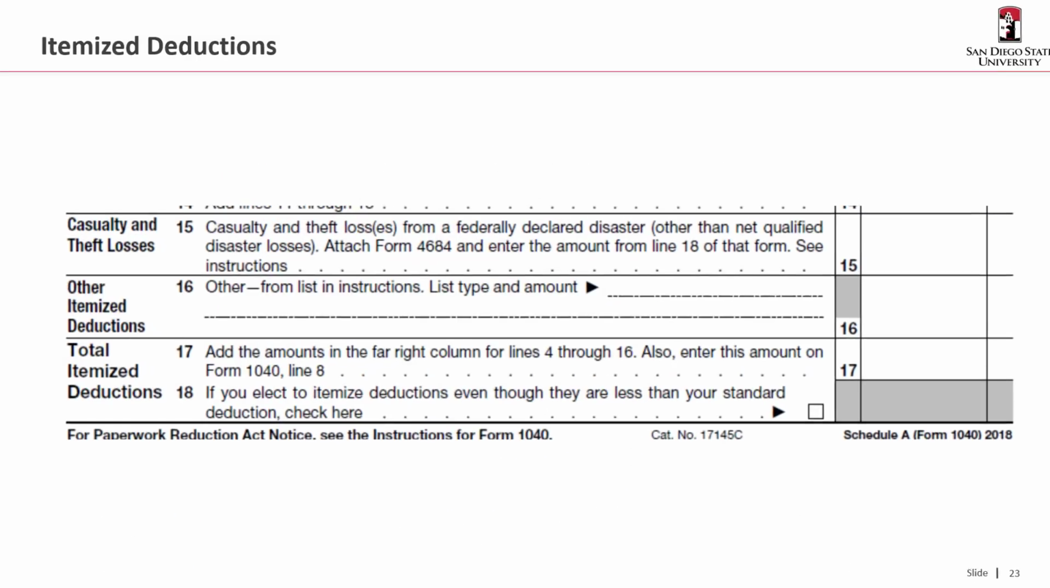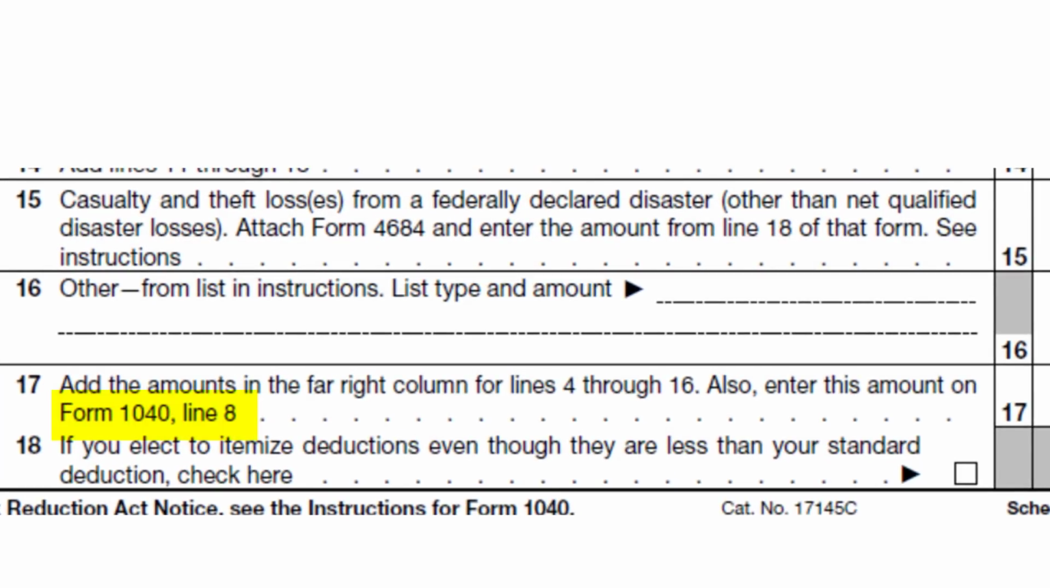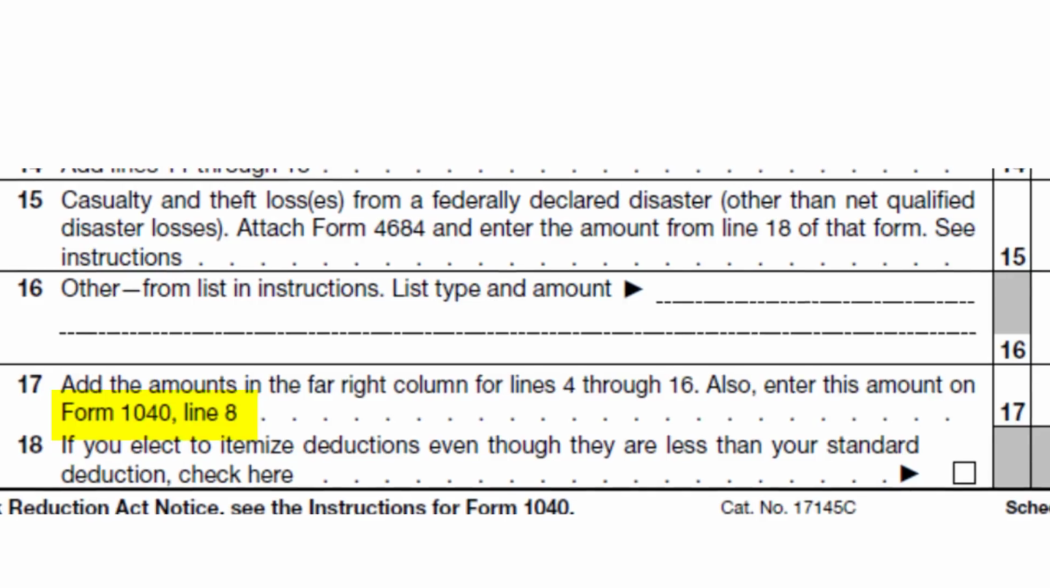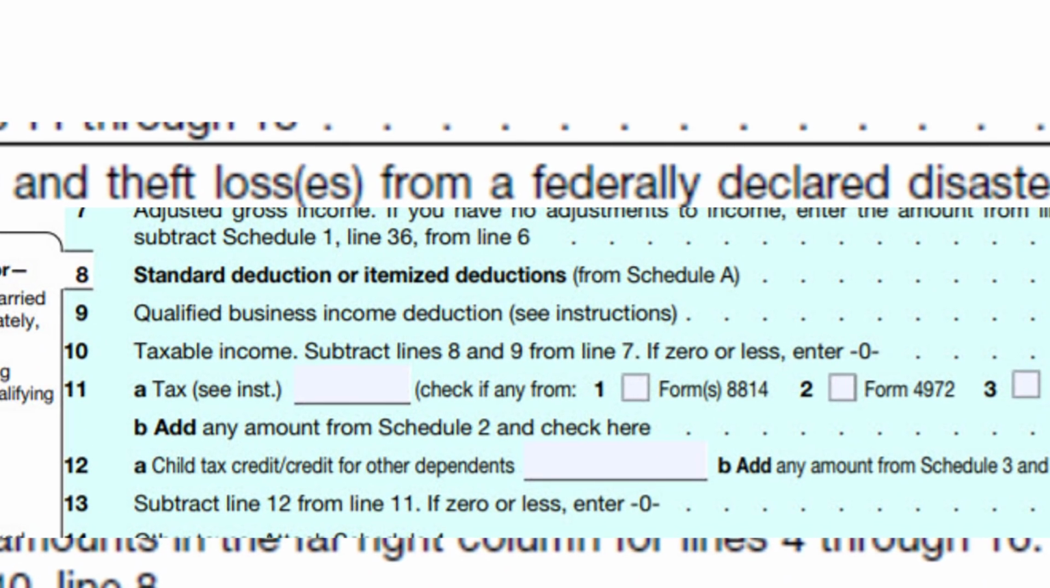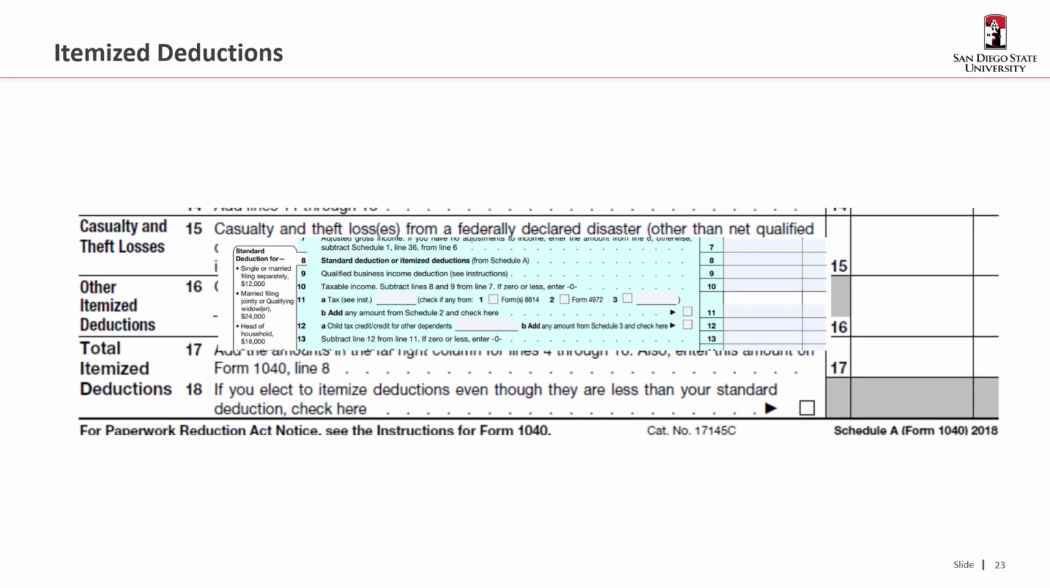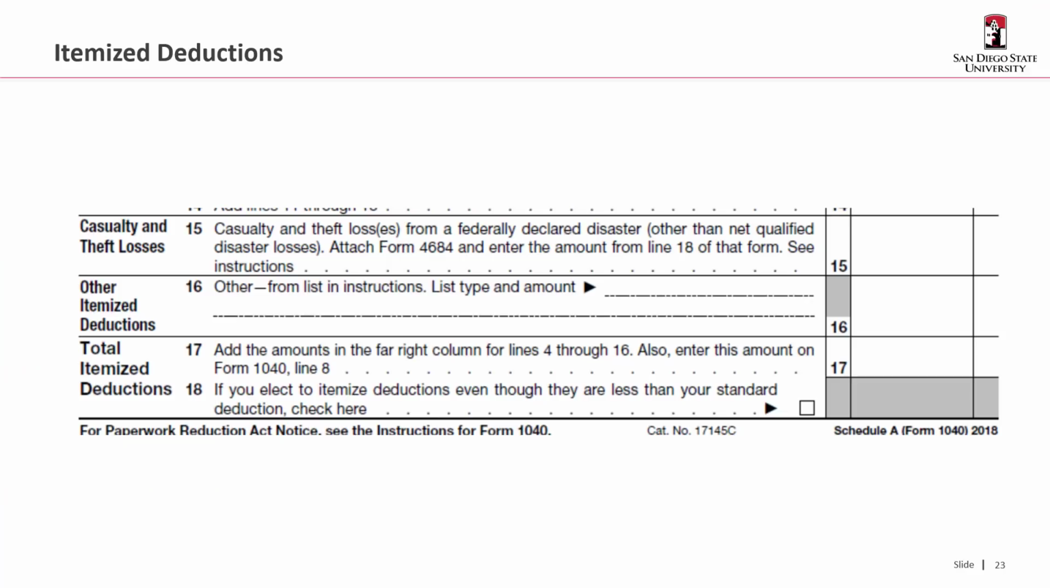Okay, so you would total these. You can see right here on the form on line 17, it says, hey, total them up, and then enter this amount on Form 1040, line 8. And again, if that amount is more than your standard deduction, then that's what you report. If your amount is less than your standard deduction, then of course you just use the standard deduction.